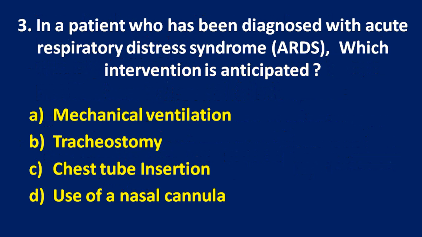Third question. In a patient who has been diagnosed with acute respiratory distress syndrome or ARDS, which intervention is anticipated? Option A, mechanical ventilation. Option B, tracheostomy. Option C, chest tube insertion. Option D, use of nasal cannula. The correct answer is option A, mechanical ventilation.